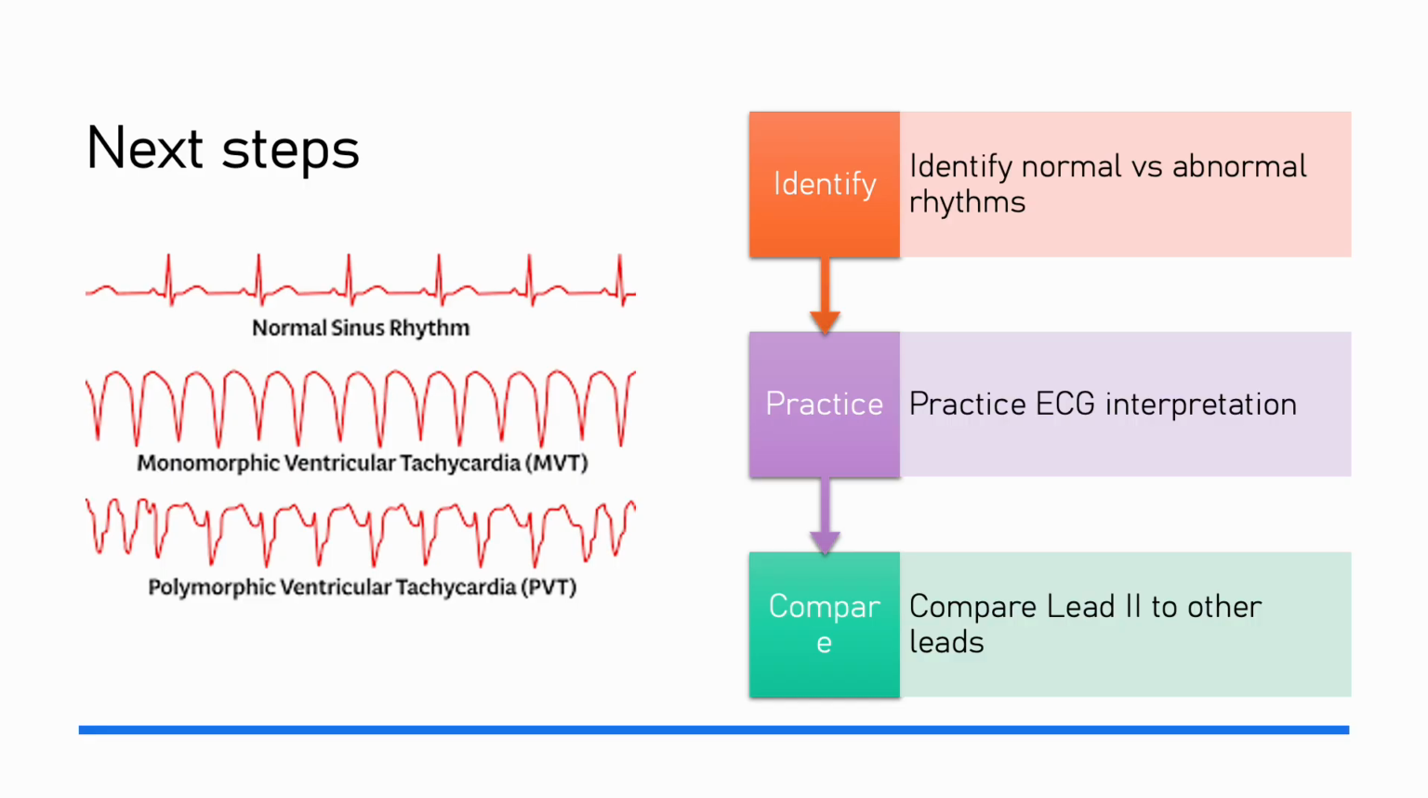So what would we do for next steps in our education? We would want to identify normal and then start to identify abnormal rhythms. We want to practice ECG interpretation and compare lead 2 to other leads and see what those are.